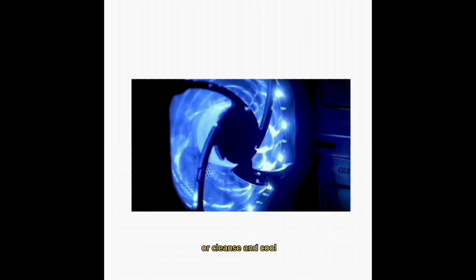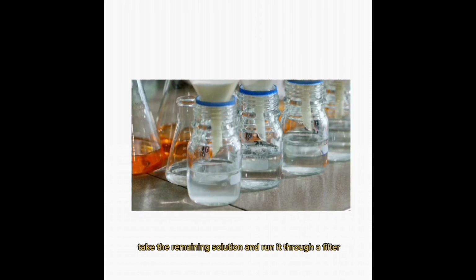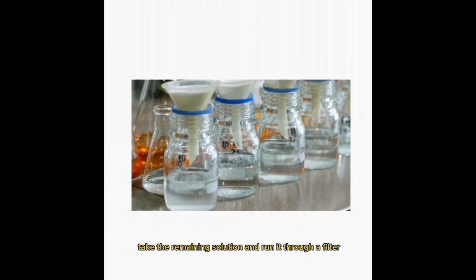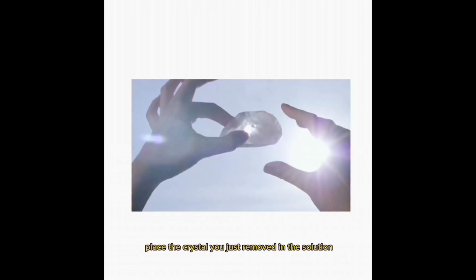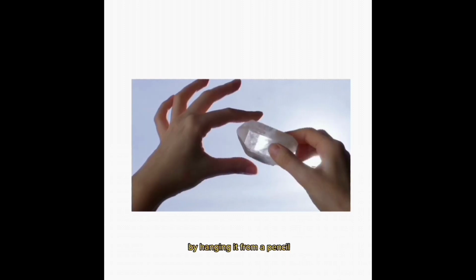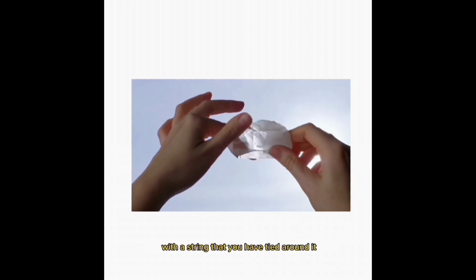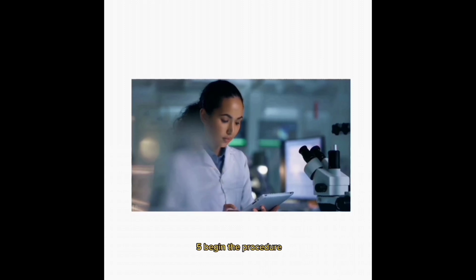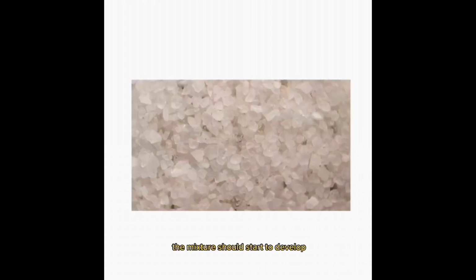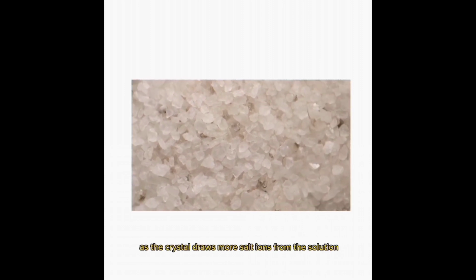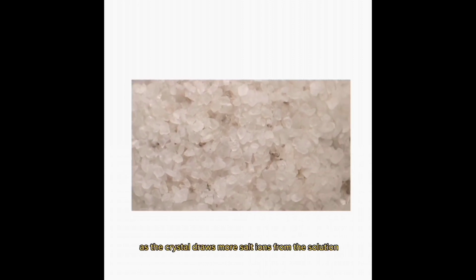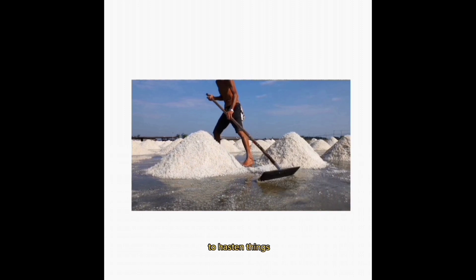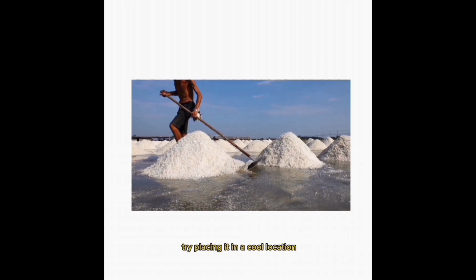4. Cleanse and cool. To get rid of any contaminants, take the remaining solution and run it through a filter. Place the crystal you just removed in the solution by hanging it from a pencil with a string that you have tied around it. 5. Begin the procedure. After a few days, the mixture should start to develop as the crystal draws more salt ions from the solution. To hasten things, try placing it in a cool location.